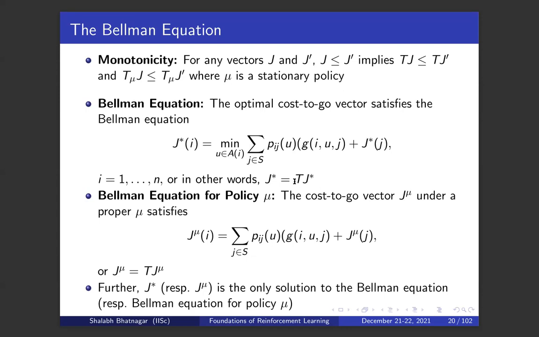So it turns out that T and T mu, these operators that we have, are contraction maps. You can show that they are contraction maps. And therefore, by the Banach fixed point theorem, they will have a unique fixed point. The unique fixed point for operator T is what we call J star. The unique fixed point for operator T mu is what we call J mu.